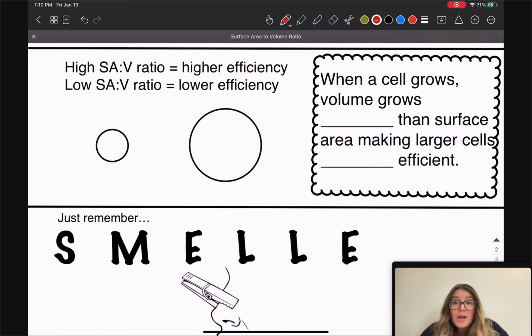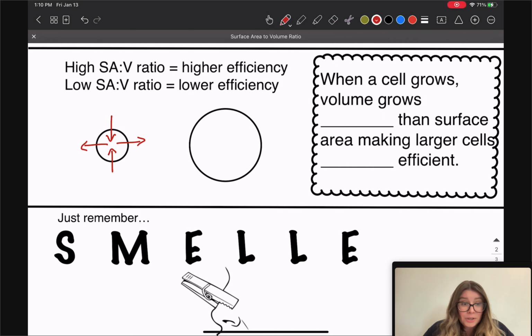So I have this small circle representing a smaller cell. I'm going to draw an arrow going in for showing that food is coming into the cell across the membrane. The membrane is where we take those food nutrients in. Additionally, I'm going to draw some arrows coming out, showing that waste is leaving the cell. So we can see in this small cell, because we have this certain amount of membrane, it's very easy to get enough nutrients in and enough waste out of the cell.